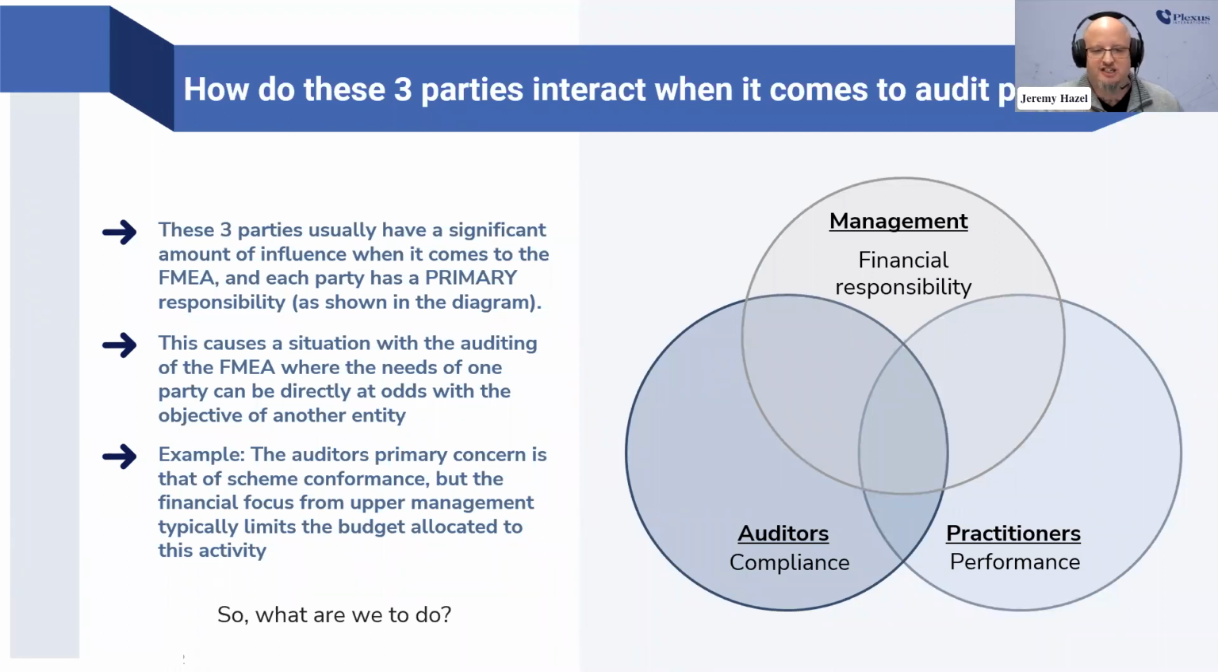Now notice the responsibility that is given to management. Management has a financial responsibility. Management has a fiduciary responsibility to investors, to the organization itself, and so they see things a little differently.